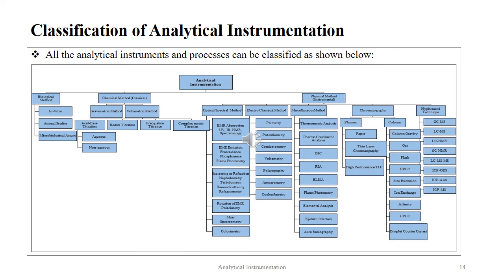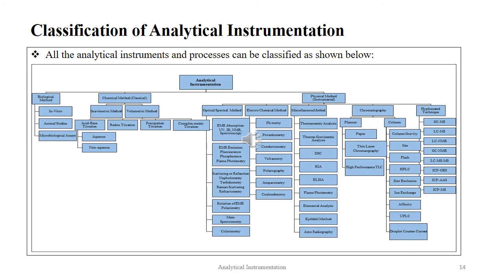Under miscellaneous methods, we have thermometric analysis, thermogravimetric analysis, DSC, RIA, ELISA, flame photometry, elemental analysis, Kjeldahl method, and autoradiography. Under chromatography, we have planar chromatography and column chromatography. The planar chromatography can further be of paper type, thin layer chromatography, and high performance TLC.